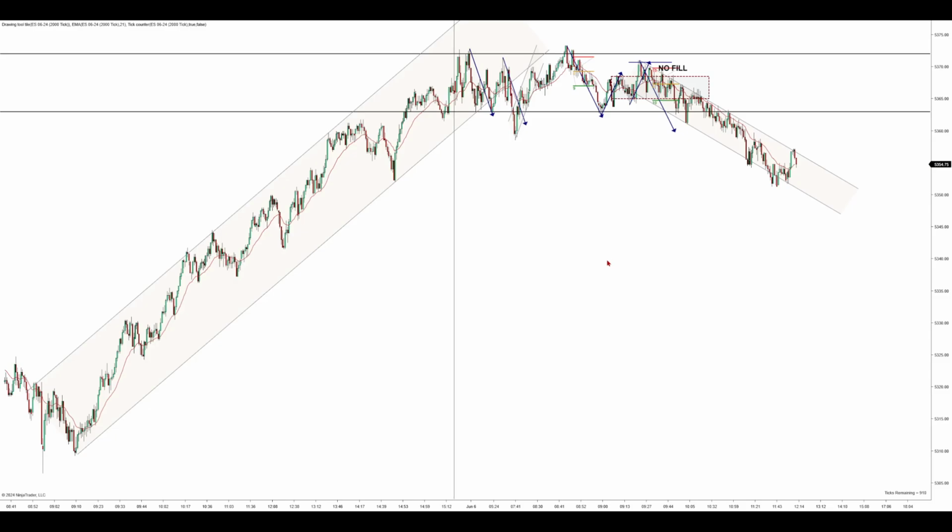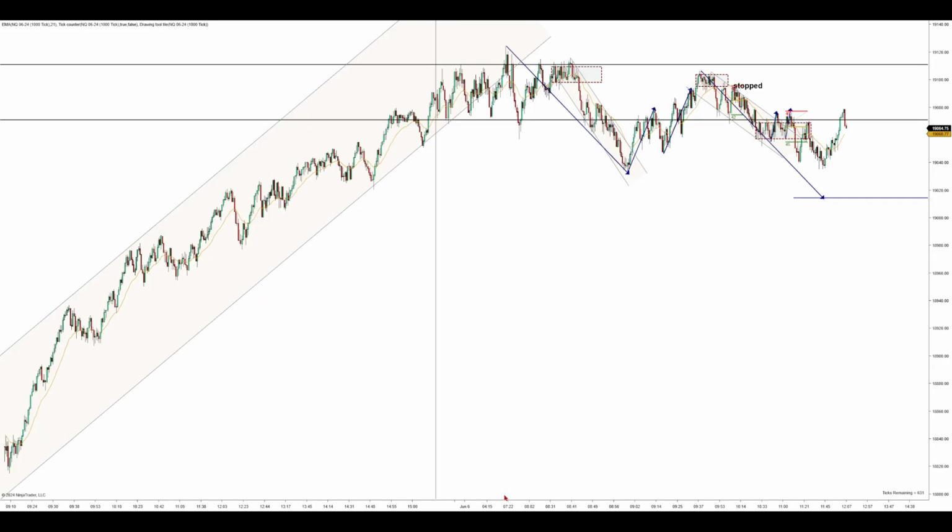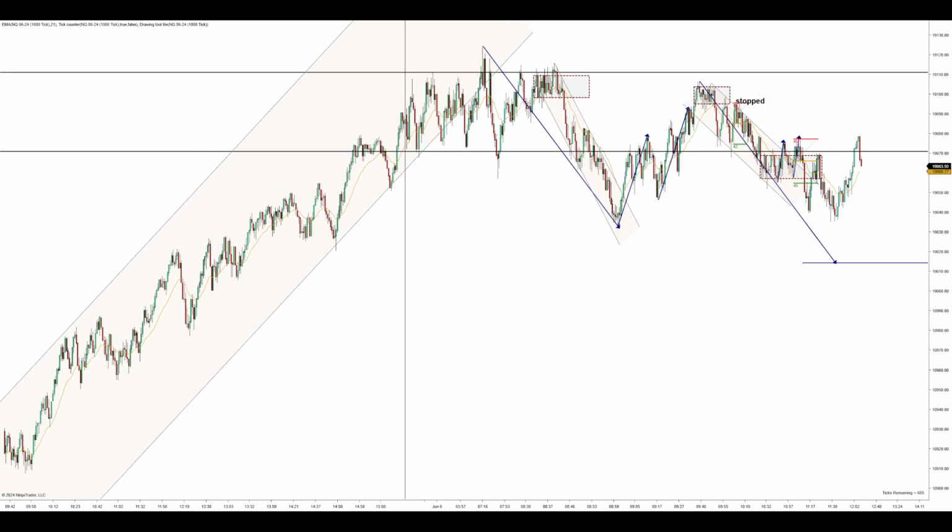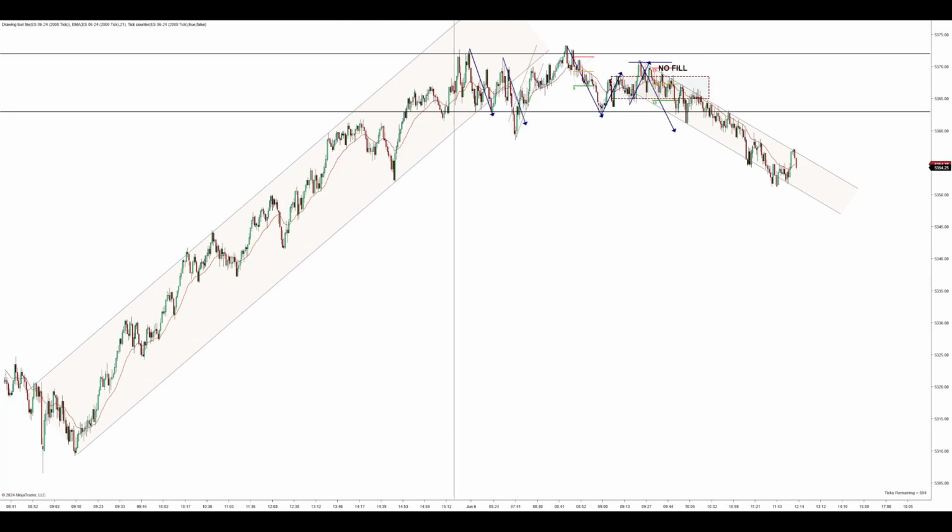Hi everyone, this is the E-mini S&P 500 futures. I'm using a 2000 tick chart and a 21 EMA. I'm also trading the E-mini NASDAQ on a 1000 tick chart, also with a 21 EMA. And so back to the ES, starting off, notice we have this uptrend.